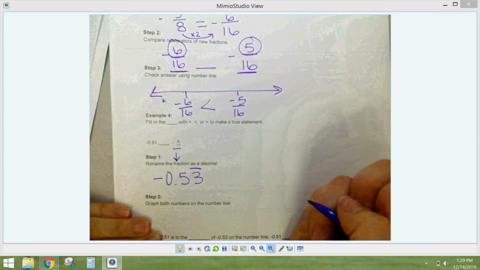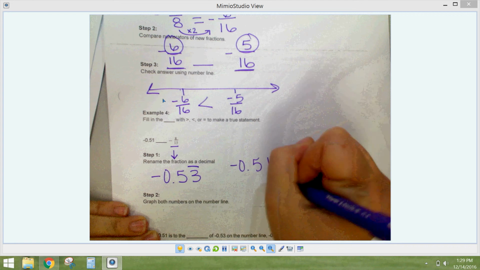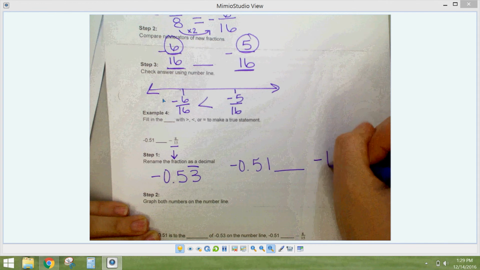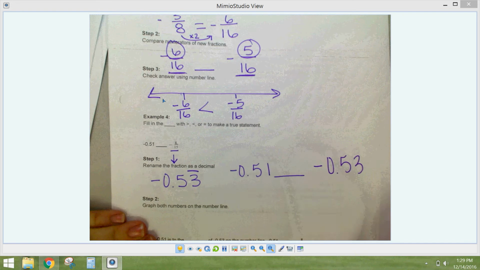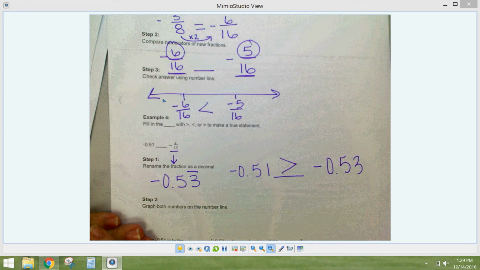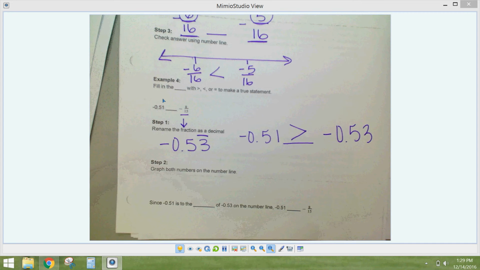So now I'm going to rewrite it. Rewrite my problem using my decimal. Don't forget your negative sign. And now I'm able to compare the numbers. Okay. Step 2 tells you to label them both on a number line.